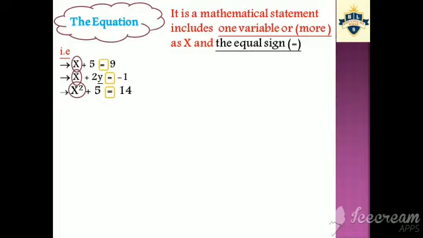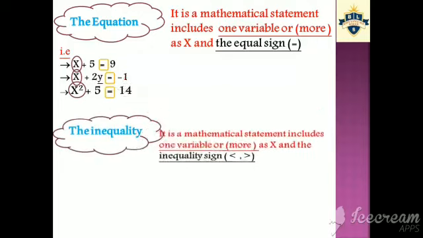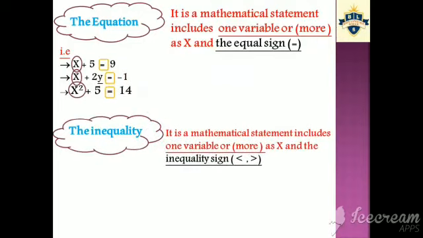Now, let us see what is the meaning of inequality. The inequality is a mathematical statement that includes one variable or more, such as x, and the inequality sign more than and less than. So, the inequality has variable x or y or z and the inequality sign more than, less than, not equal. Okay? For example, if x plus 4 more than 9.